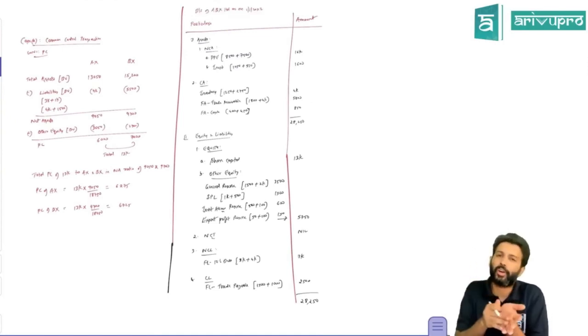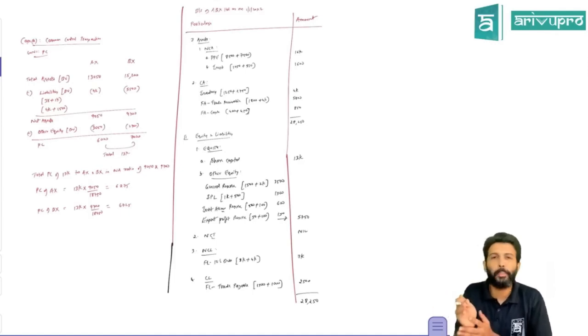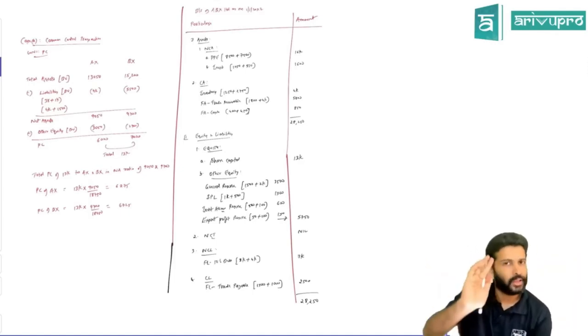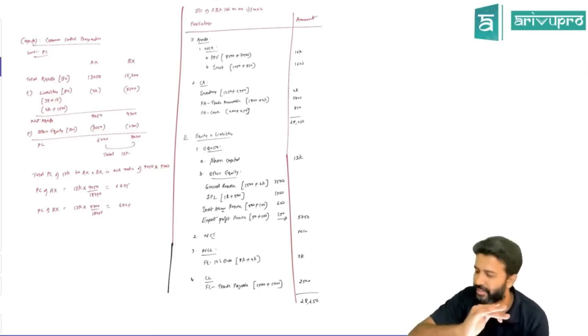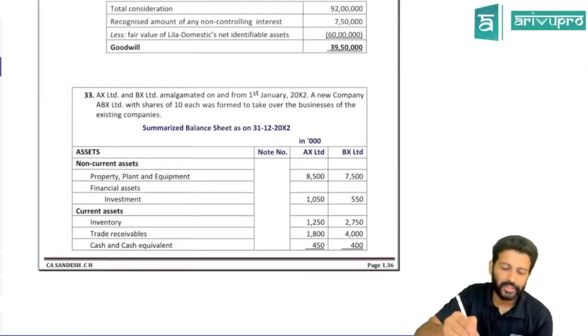So PC in a common control transaction will be nothing but equal to your paid up capital. If there are more than two companies, find out the total PC and distribute it in net asset ratio. That's the only takeaway of this particular question. The rest everything is pure formatting things. That's all. This is one part of the problem.